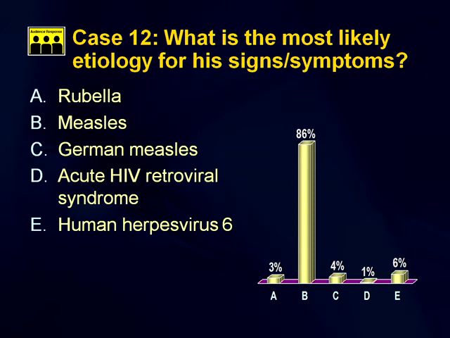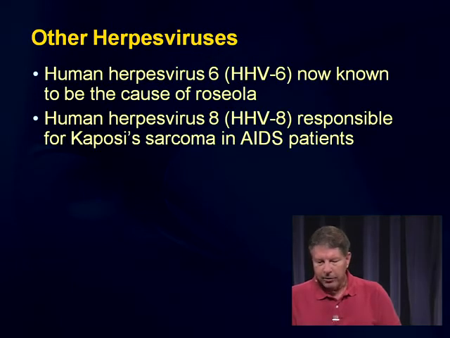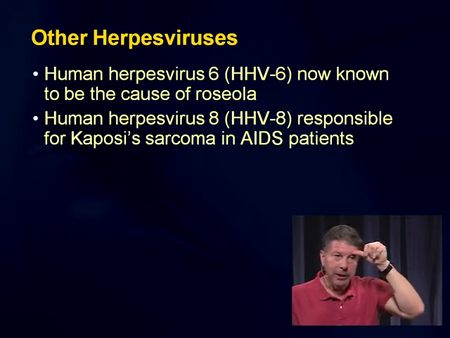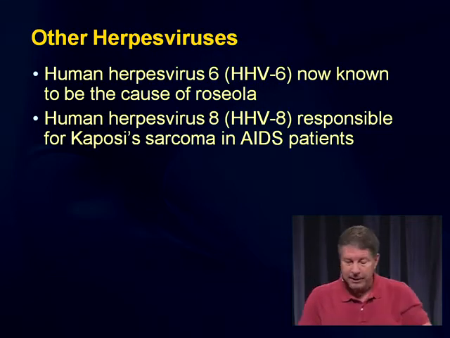Acute HIV we'll talk about. In human herpes virus 6, what's that? It's roseola, right? So it's a little baby disease usually. All right, so human herpes virus 6 is now known to be the cause of roseola. Human herpes virus 8, we know, or think we know, is responsible for most of the Kaposi sarcoma.